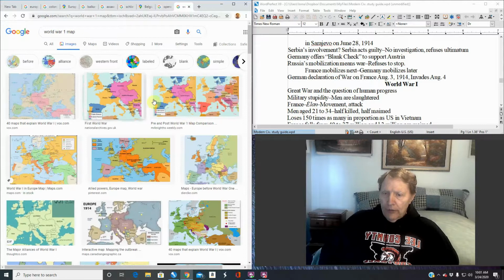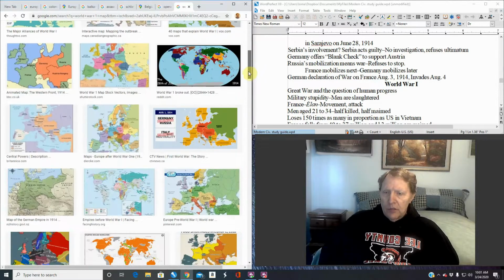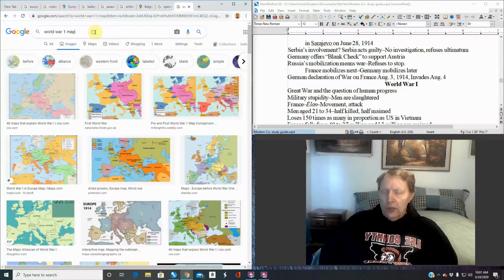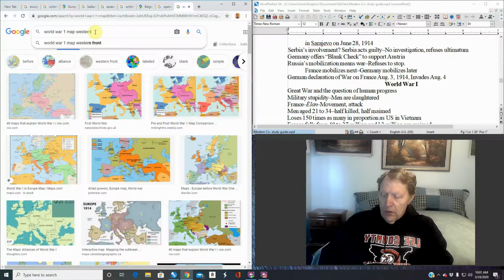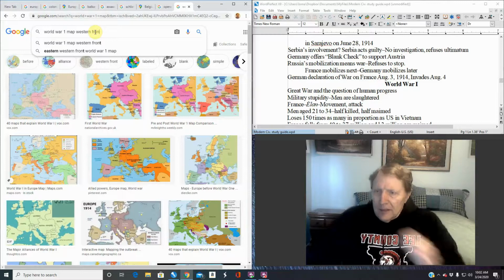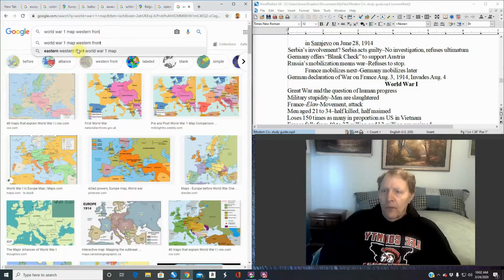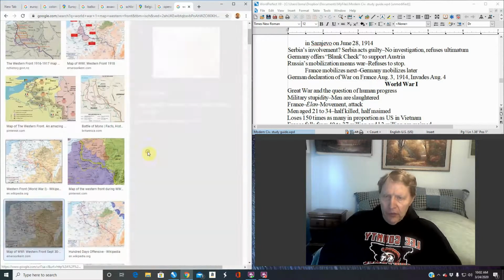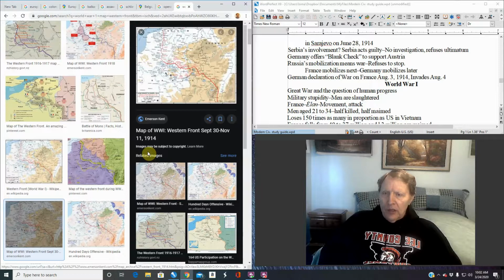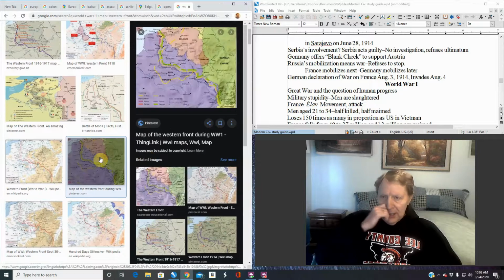I want to show you the fronts. Not easy to do so with these maps. Try one other, Western Front. Okay. Initially, we'll switch to a good map here. How about this one? Maybe it's too detailed. Maybe that one's a little less detailed.